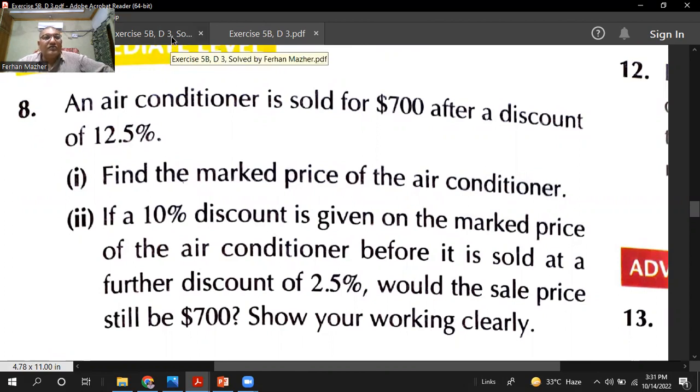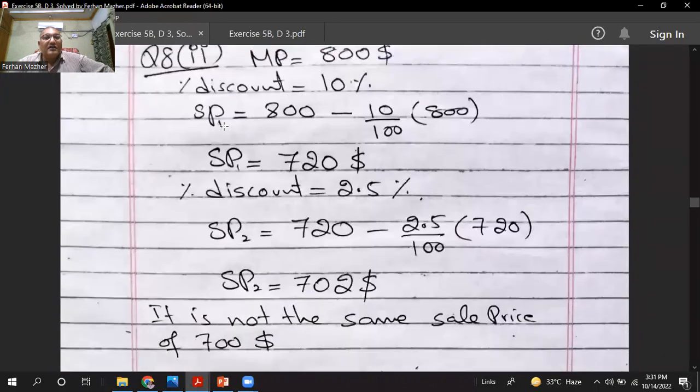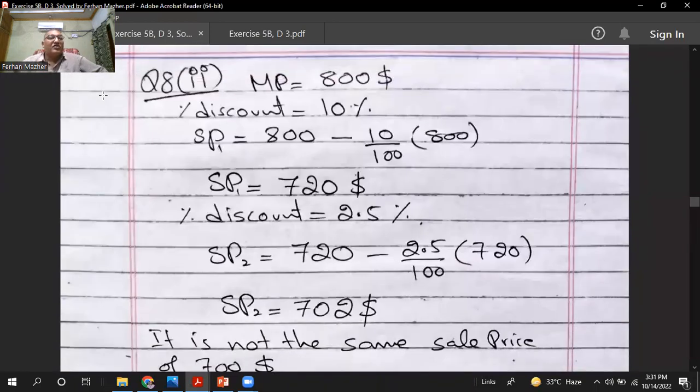So what they have done here, first of all, they will give you a discount of 10%, then whatever the sale price is, they will give you a further 2.5% discount. The mark price is 800, percentage discount is 10%. So what will be the sale price number 1? That will be 800 minus 10% of 800. So the sale price will be $720.